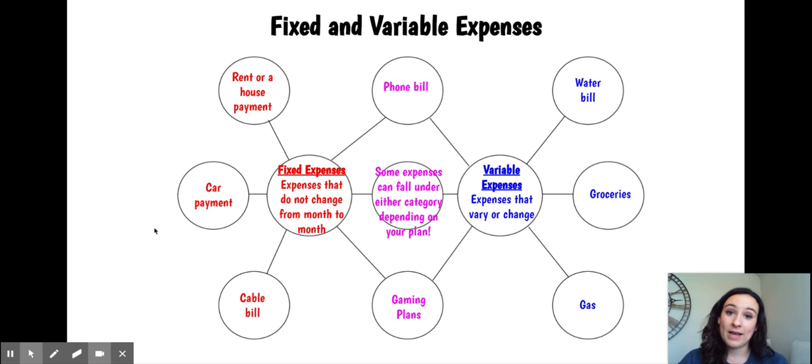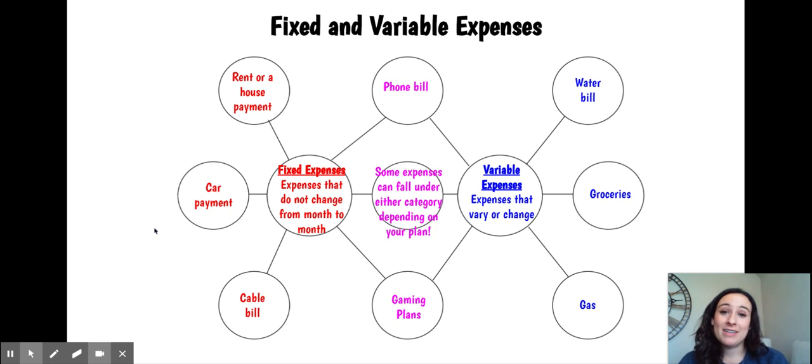A variable expense is kind of the opposite of that. It's an expense that will change or vary depending on your choice. So like a water bill. When I was little, I used to get in trouble because I would leave the water running on accident, and my dad knew he was going to pay more. So water bill is something that is variable. It will change depending on how much water you're using for that month.